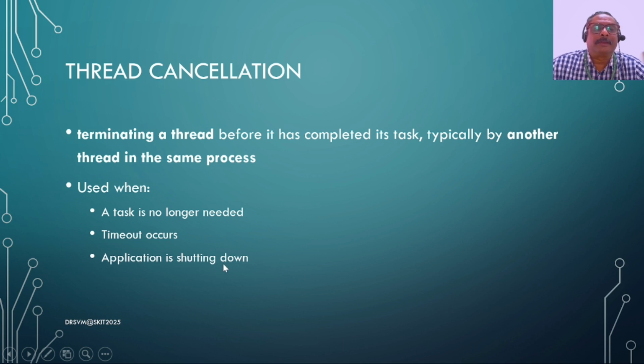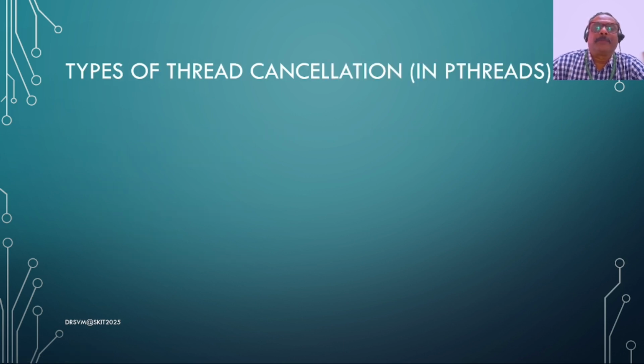So main application is shutting down and that application has created many threads, and when the process itself is getting terminated or shutting down, then all threads also must terminate. So the threads get cancelled. There is one thread which is responsible for cancelling all other threads at the time when that process is being terminated. We'll take care of shutting down all the threads one by one. So that's thread cancellation.